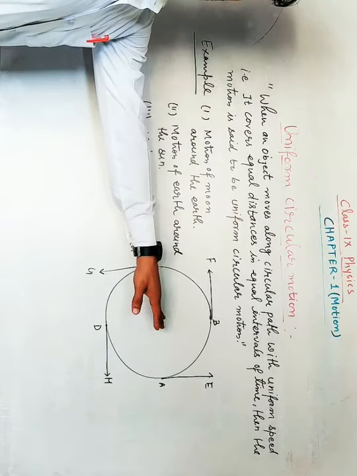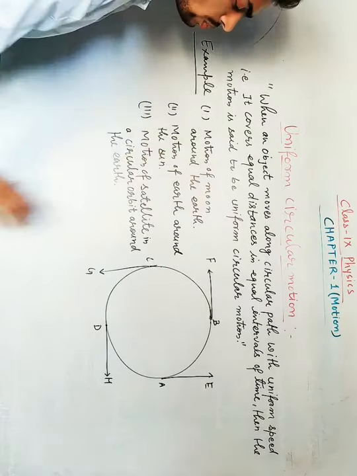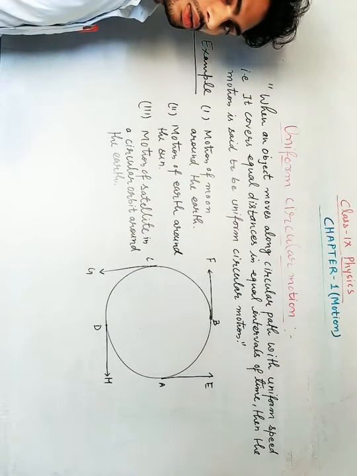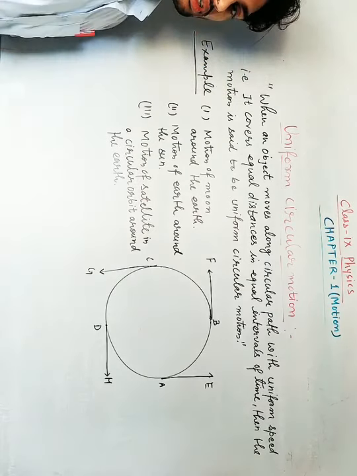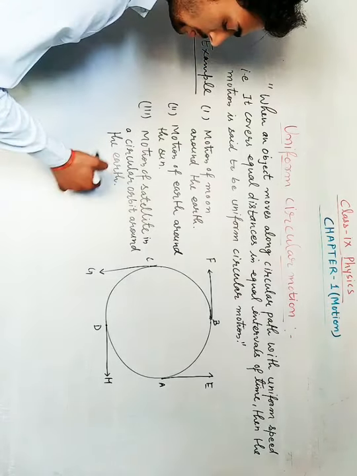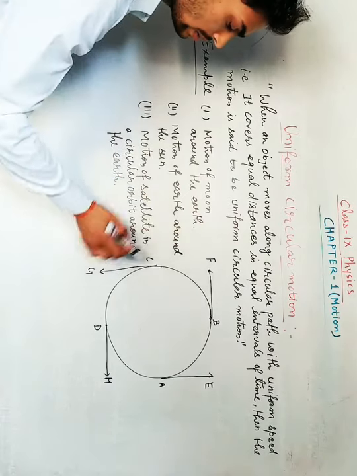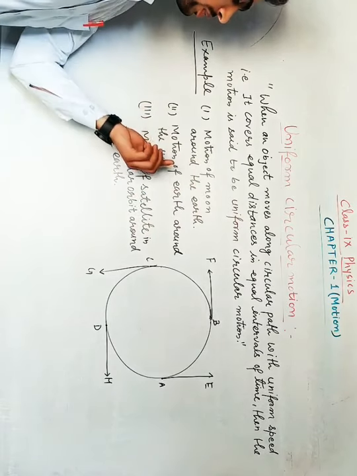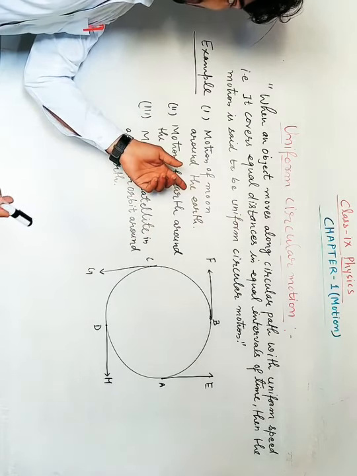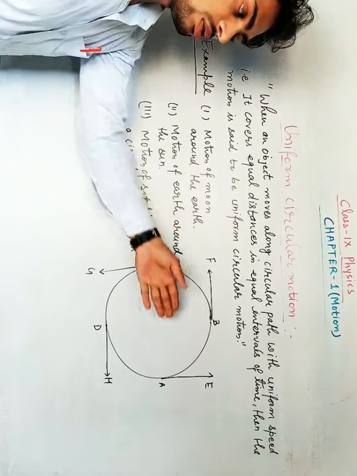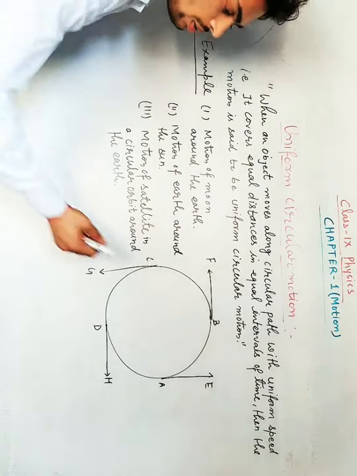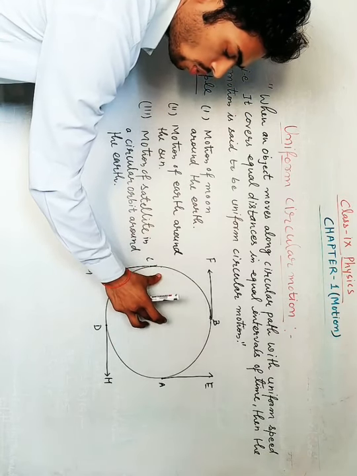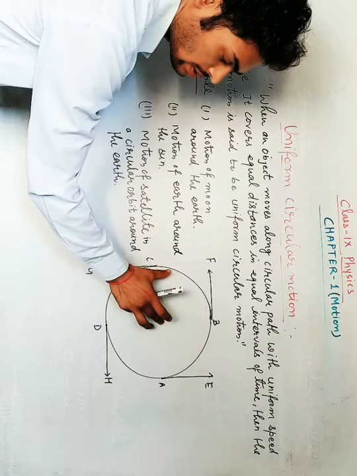Examples of uniform circular motion: the motion of the moon around the earth, the motion of the earth around the sun, and the motion of a satellite around our earth. All these examples are uniform circular motion, and these bodies travel the same distance in the same interval of time in a circular path. If any object moves in a circular path, then a force acts between its center and circumference.